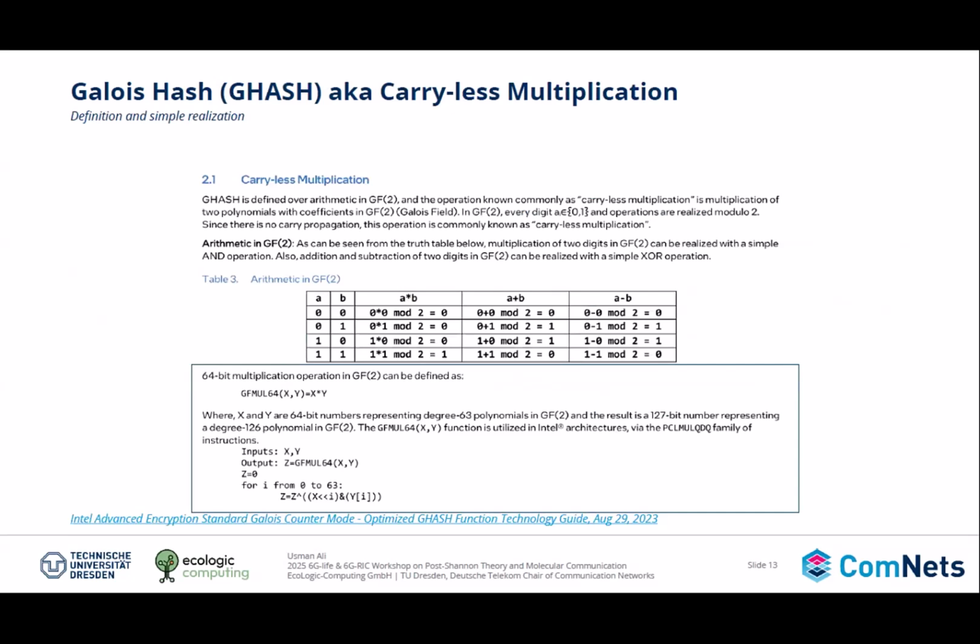Here is an example again. This is from Intel. They provide reference guidance for AES encryption or carry-less multiplication, right? I hope I can move this away. Okay, this is better. So here you can see an example of how you can multiply numbers that are 64-bit or more.